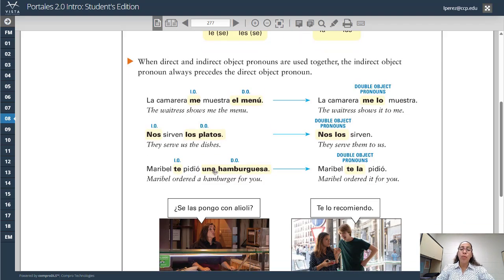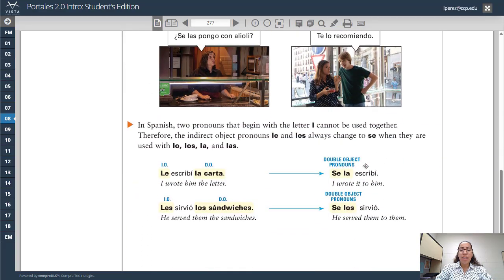Maribel te pidió una hamburguesa. Maribel pidió, what? Una hamburguesa. And who received this? You. So that's a te. Maribel te la pidió. That la is the pronoun that matches una hamburguesa. So again, we have our indirect object pronouns first, and then our direct object pronouns second. These take time, especially when you're still dealing with the verb, like if it's future, past, even if it's present tense. Let's look at some more examples.